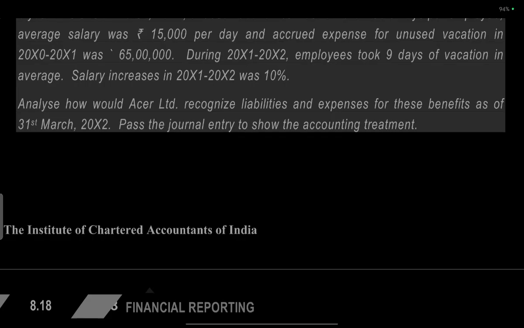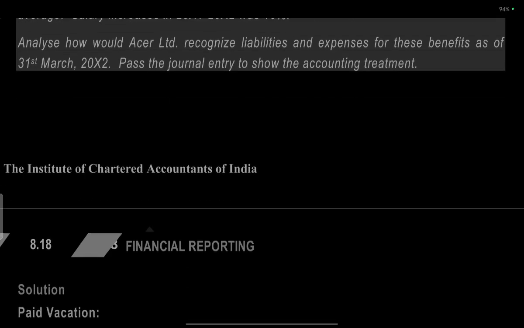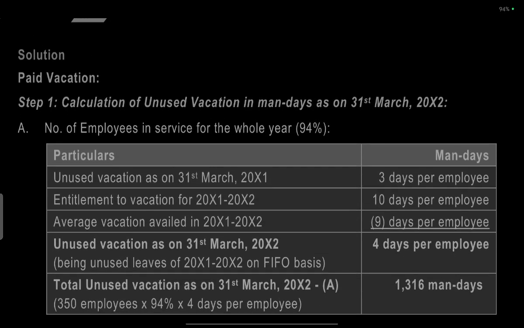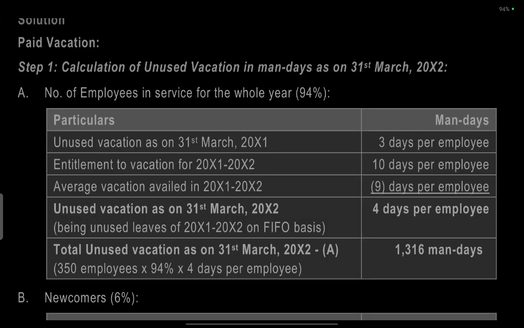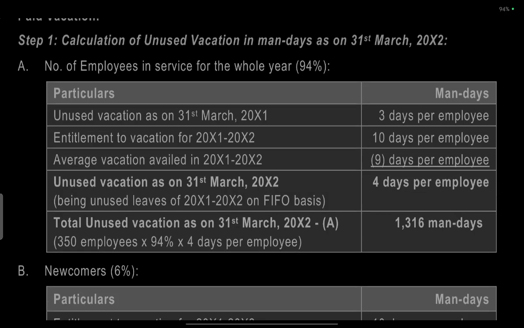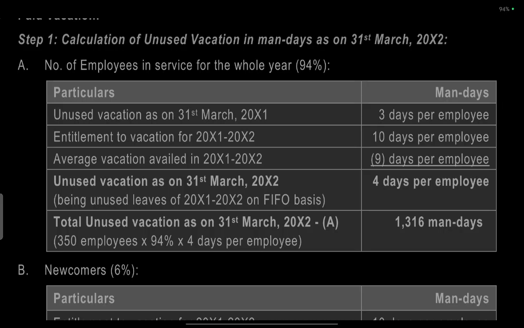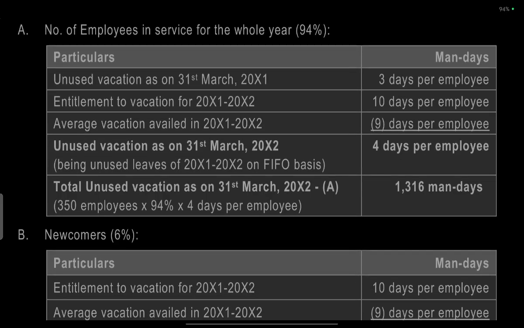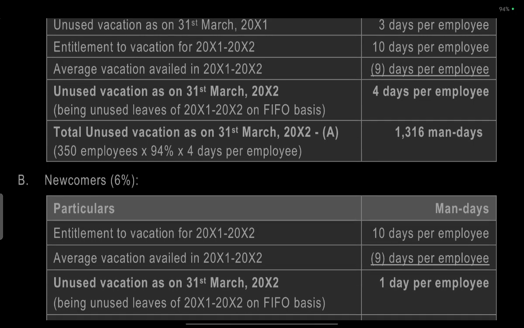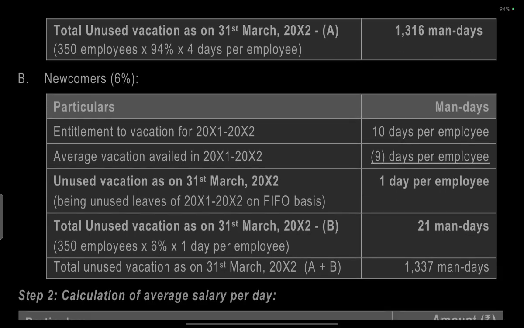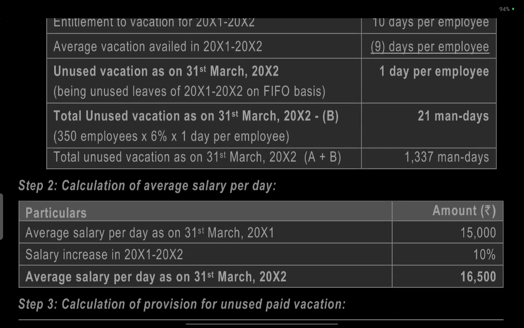Let us now recognize the liability for the expense of the benefit as per the number of employees. Unused vacation is 3 days, entitled vacation 10 days, average vacation taken in 10 years 9 days, unused vacation about 4 days per employee.